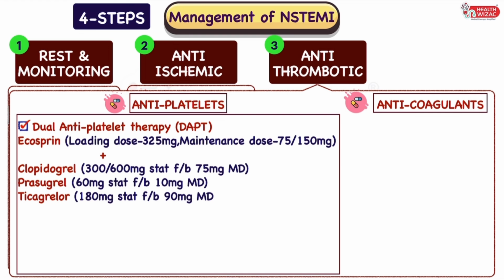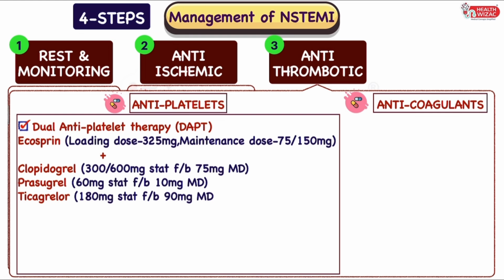Clopidogrel is given in a dose of 300 to 600 mg stat followed by a maintenance dose of 75 mg. Prasugrel is given in a dose of 60 mg stat followed by a maintenance dose of 10 mg, and ticagrelor is used in a loading dose of 180 mg followed by a maintenance dose of 90 mg.